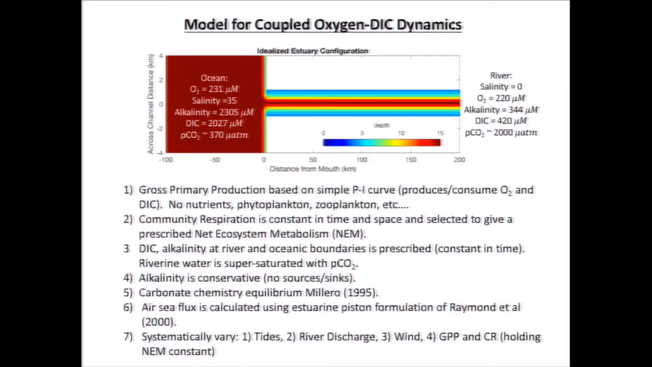I've got primary production that's very idealized. There are no nutrients, no phytoplankton, no grazing. I'm just prescribing a PI curve, so the production varies in the vertical but not in the horizontal. I have community respiration that's constant in time and space, consistent with the Chesapeake Bay model. Then I just prescribe the net ecosystem metabolism so that the community respiration, in an integrated sense, gives you some ecosystem metabolism. Then I basically let the physics do the rest, and I allow oxygen to be exchanged from the surface, and I systematically vary the tides, the river discharge, the wind, and some other forcing.